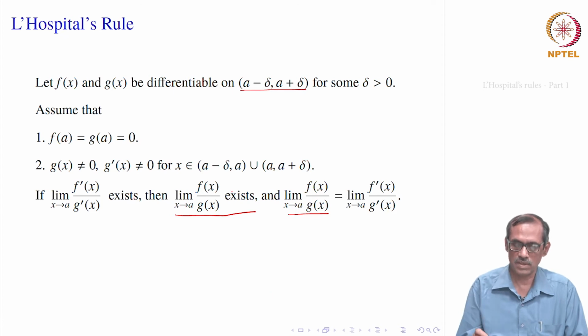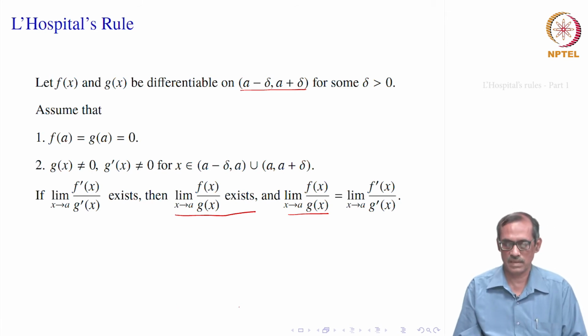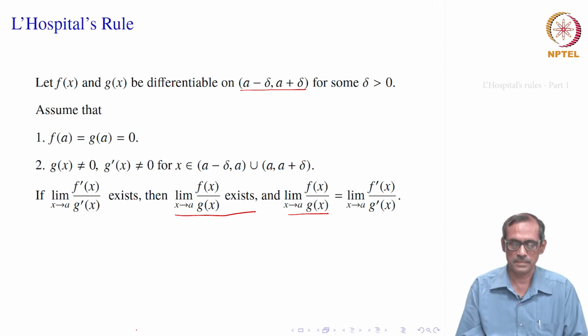Okay. So, this is the conclusion, which means if you do not know whether the limit of f(x)/g(x) exists or not, you can compute f'(x), you can compute g'(x), and find this limit. If this limit exists, then that will be equal to the earlier limit of f(x)/g(x), and that limit of f(x)/g(x) also exists. Both things come from there.